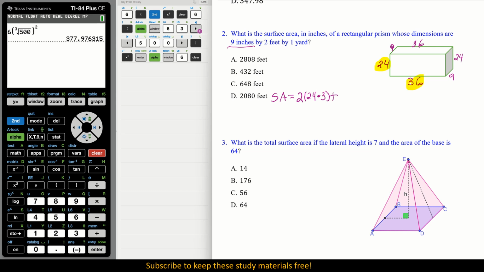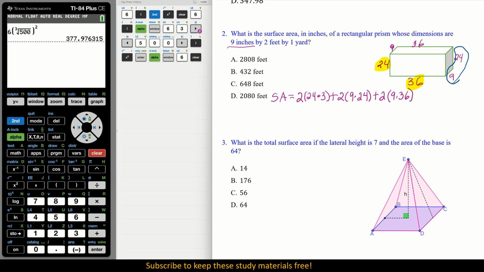Then I add to that 2 times, now I can use these 2, that's the sides. So that gets me 9 times 24. That's back, front, side, side. Now we need top and bottom. Uh-oh, I wrote something. Okay, 2, and that gets me 9 times 36.